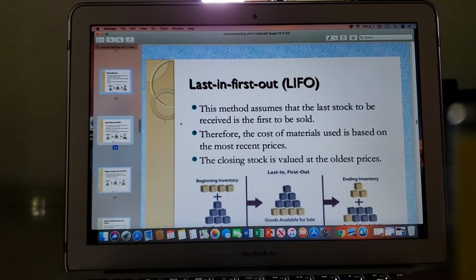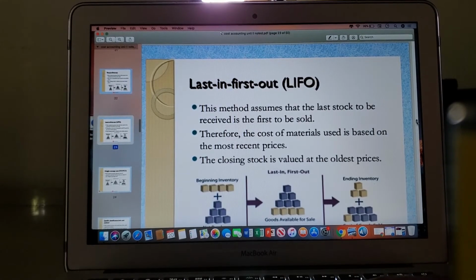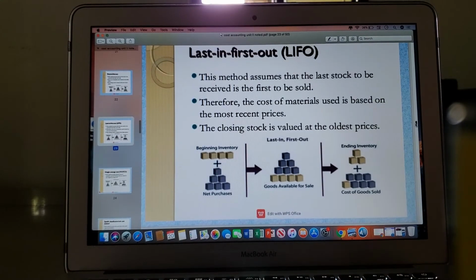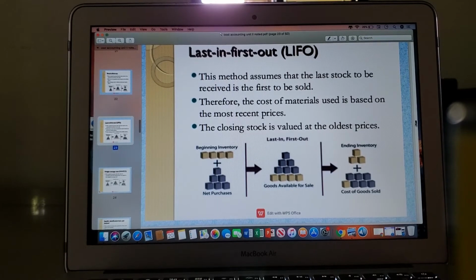Next we go to the last in, first out method, LIFO. Now this method assumes that the last stock to be received is the first to be sold. Therefore, the cost of materials used is based on the most recent prices. The closing stock is valued at the oldest prices. Again, this is illustrated in 3 columns.